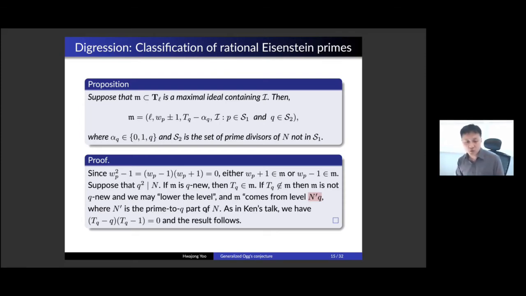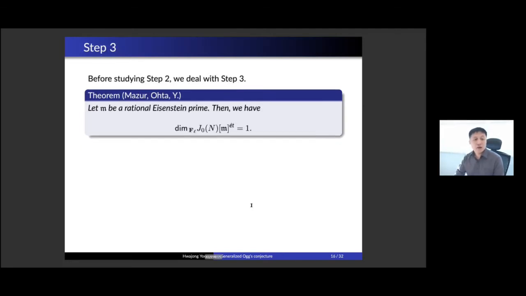So as in Katz's talk, we have T_Q minus Q and T_Q minus 1 equal to 0. So the eigenvalue is either 1 or Q. So that's where this 0, 1, Q comes from. Before studying step 2, which is the most difficult one, we deal with step 3. So M is a rational Eisenstein prime, then we have that this dimension is always 1.